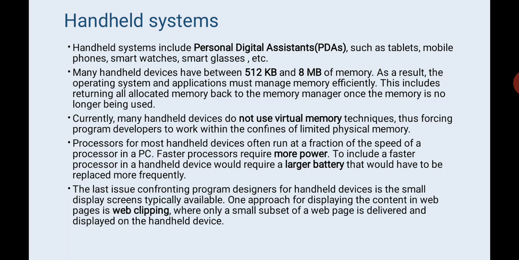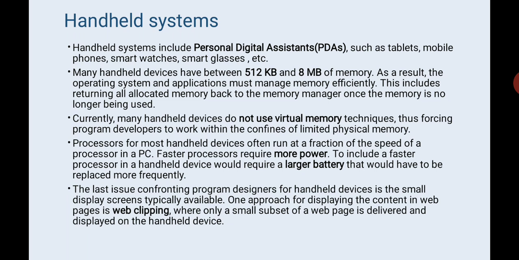Faster processors require more power. To include a faster processor in a handheld device would require a larger battery that would have to be replaced more frequently. The last issue confronting program designers for handheld devices is the small display screen typically available.